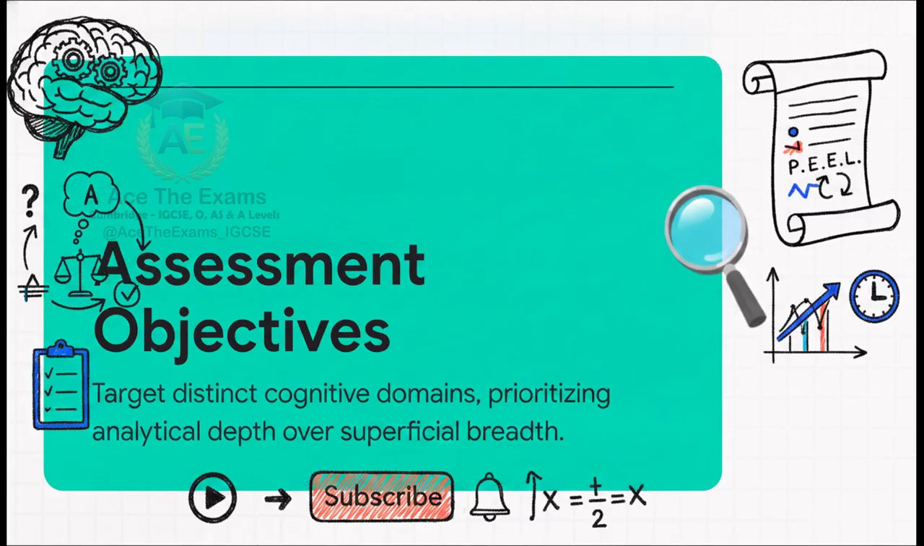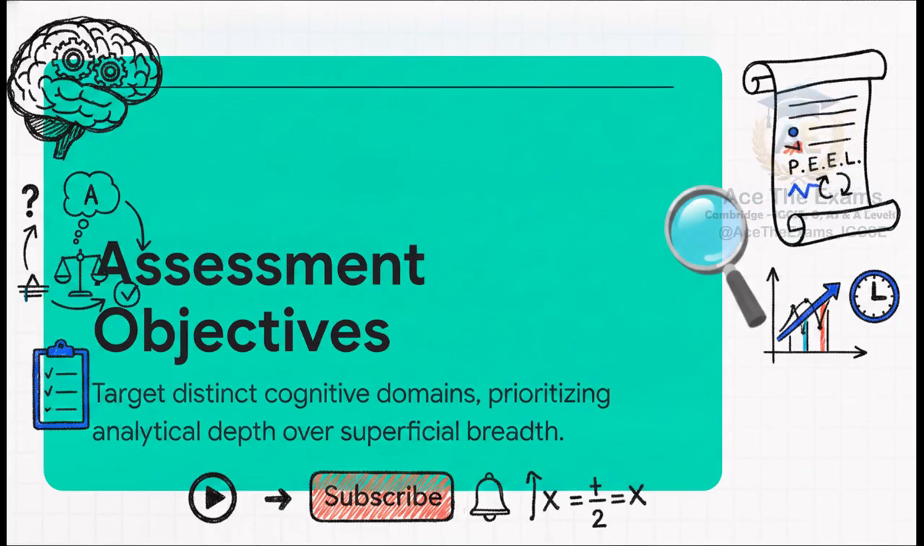To completely escape this trap, we have to look beyond the final answer. What's really fascinating here is how Cambridge redefines what you are actually being tested on. The assessment objectives for Cambridge Math specifically prioritize logical, evidence-based reasoning and analytical depth over superficial breadth. They are deliberately targeting distinct cognitive domains: your knowledge and understanding, your application of that knowledge, and your deep analysis.